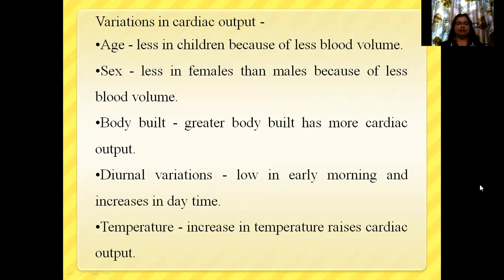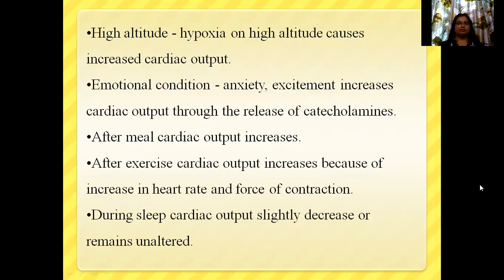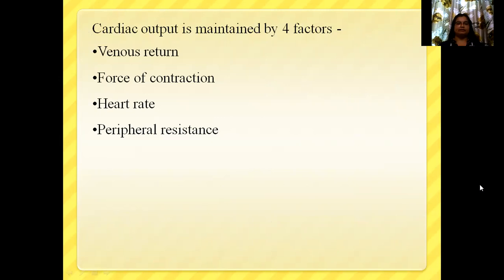Increase in temperature raises cardiac output. High altitude. Hypoxia at high altitude causes increased cardiac output. Emotional conditions like anxiety and excitement increase cardiac output through the release of catecholamines. After a meal, cardiac output increases. After exercise, cardiac output increases because of increase in heart rate and force of contraction. During sleep, cardiac output slightly decreases or remains unaltered.